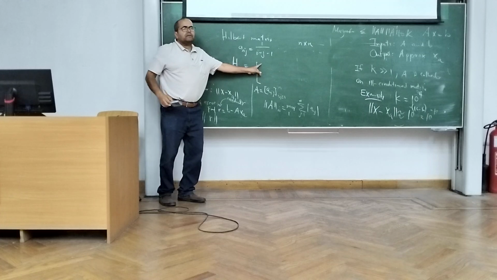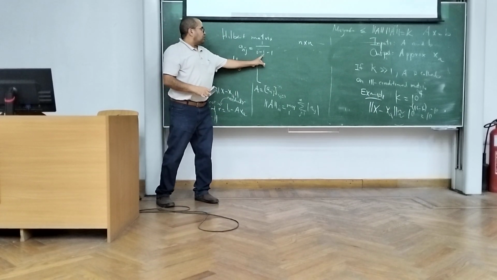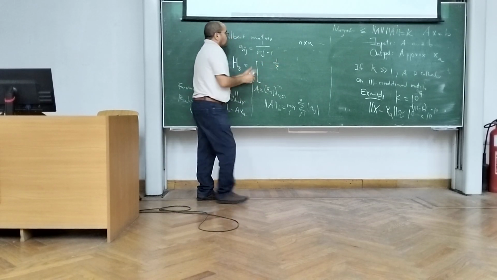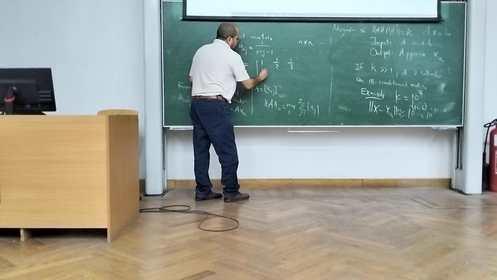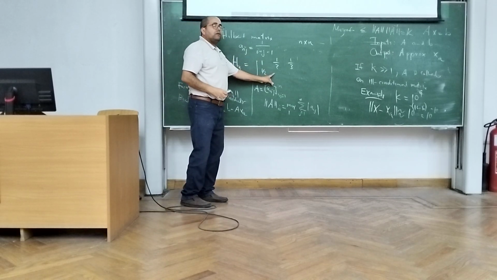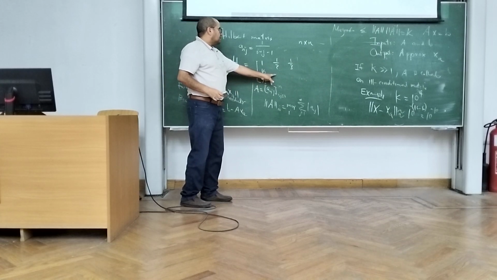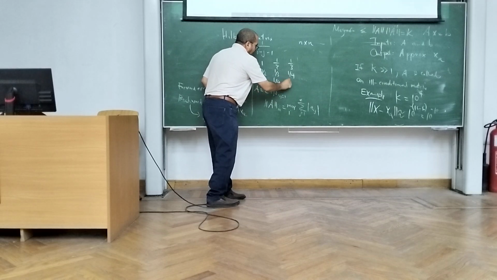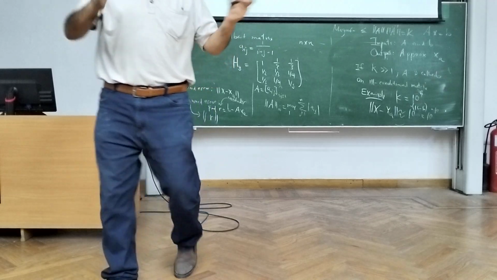What is A11 here? 1. What is A12? 1/2. Good job. Then 1/3, a third. It is a symmetric matrix. For the A22, a third. Then a fourth, a fifth. This is the case of the Hilbert matrix of size 3 by 3.